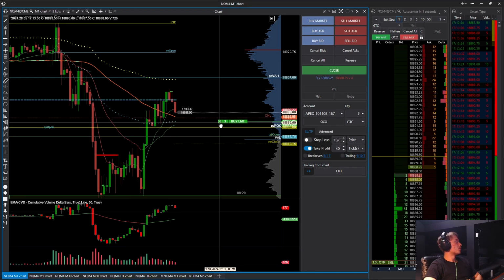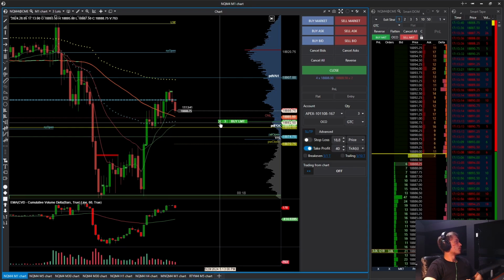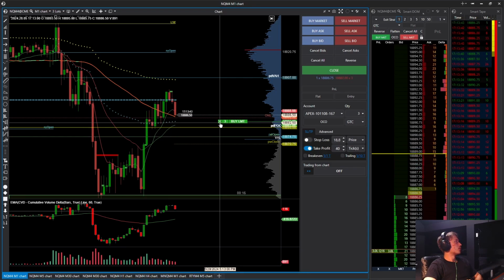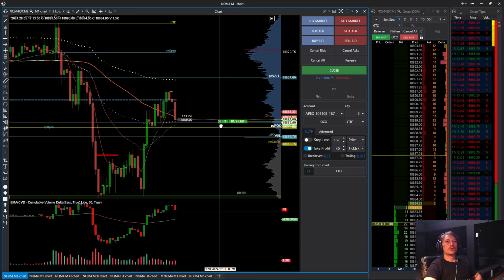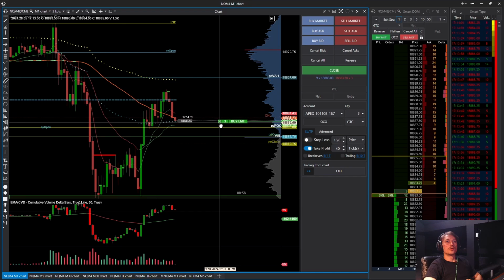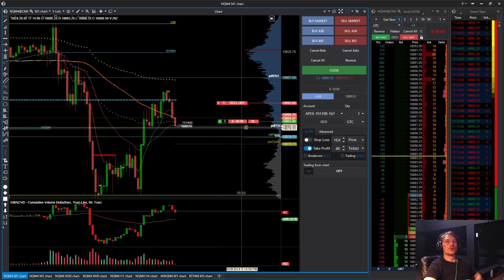I switched bias long now, so I was still expecting the rotation towards previous day value high, so I entered the 3 contract limit long here on the overnight low in confluence with the EMAs and the New York VWAP. It's going to take a while until I'm going to get filled. Now I got filled.